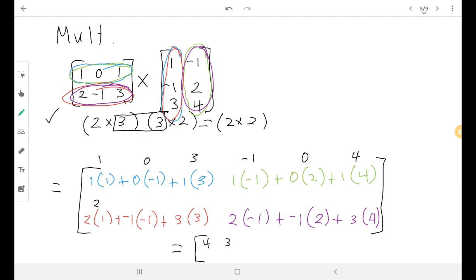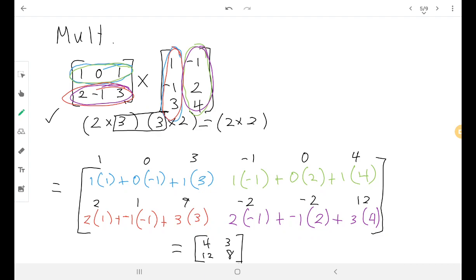2 times 1 is 2. -1 times -1 is +1. 3 times 3 is 9. So that's 3 plus 9 is 12. And then 2 times -1 is -2. -1 times 2 is -2. And 3 times 4 is 12. So that's -4 plus 12 is +8. And there we have our answer.